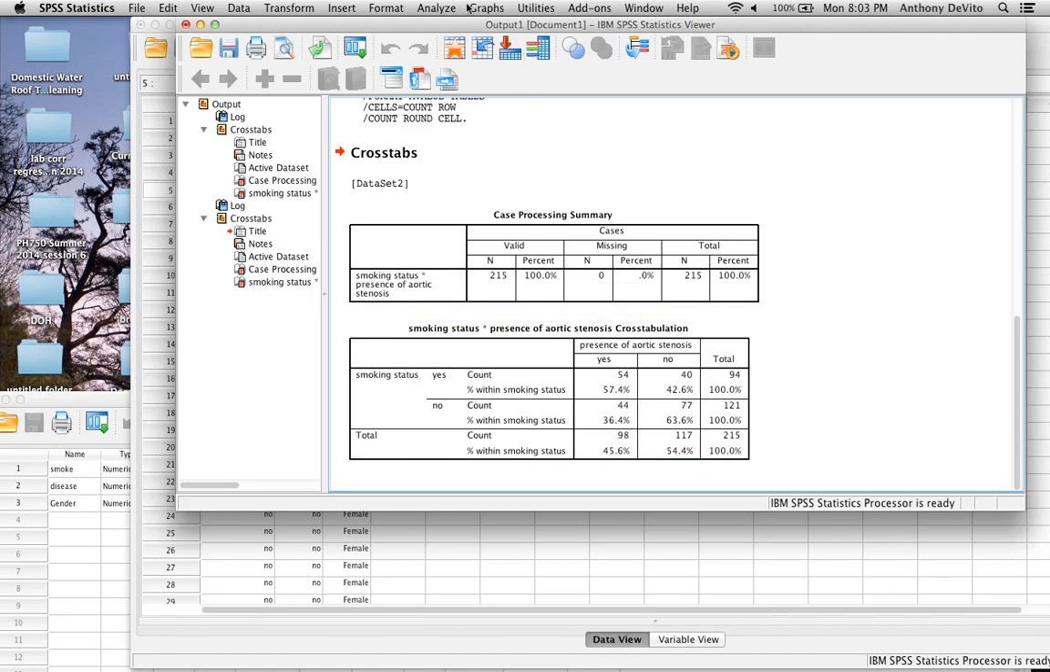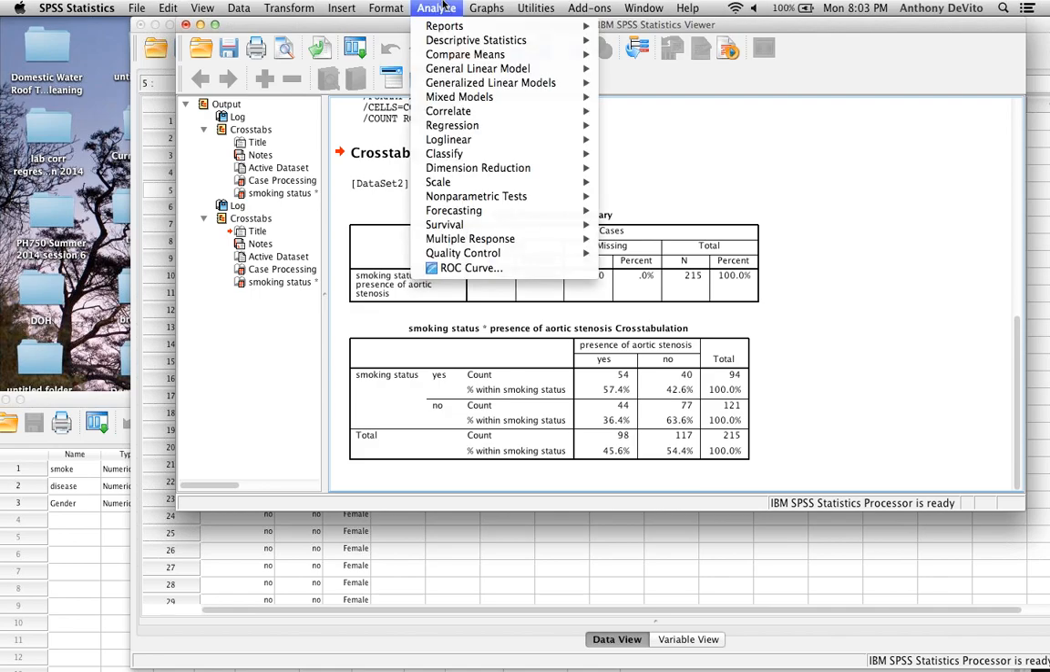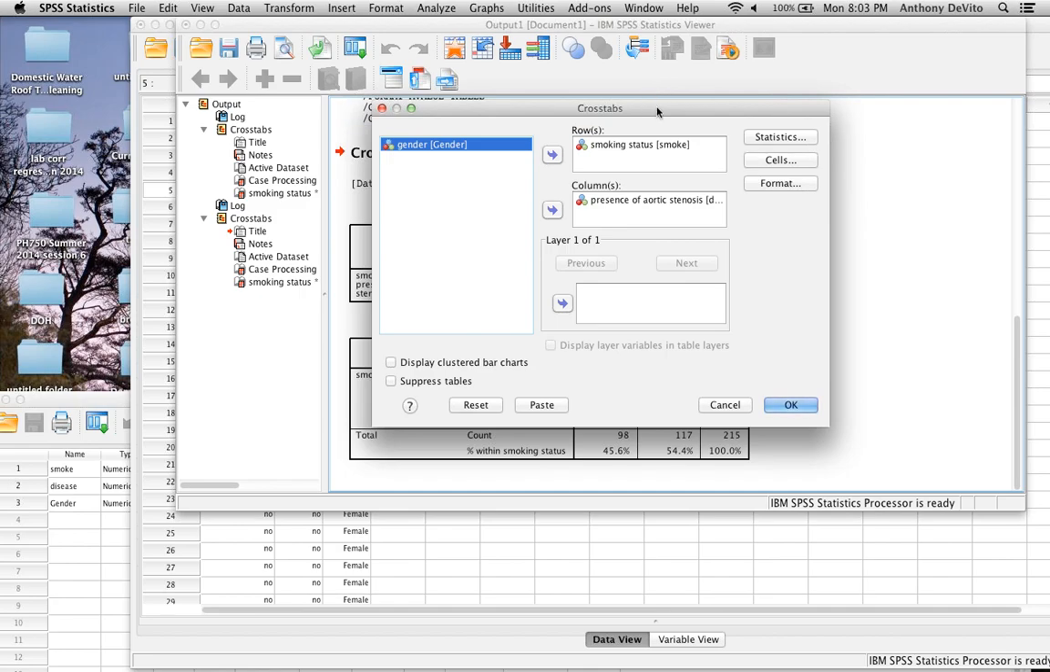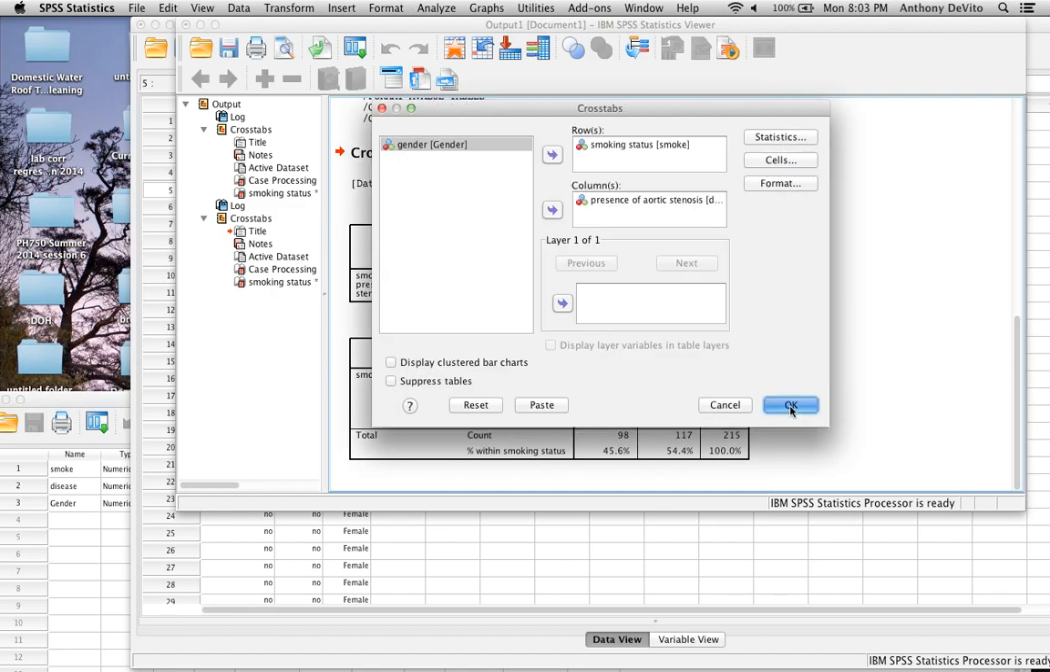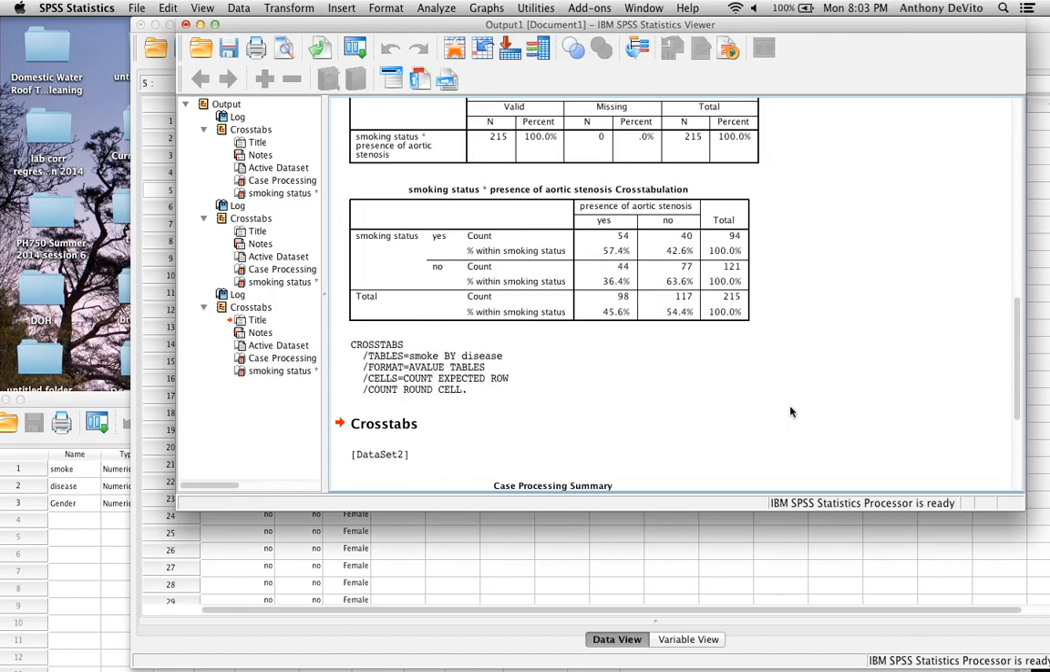So now I'm really going to go all out. I'm going to go to Analyze, Descriptive Statistics, Crosstabs. I'm going to tell SPSS to calculate a whole bunch of stuff for me. I'm going to go into cells, and tell it to calculate my expected values. Continue and say okay. See what I get this time.